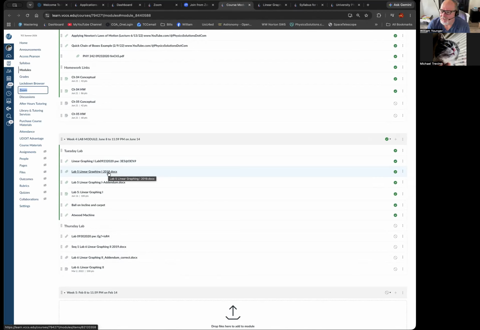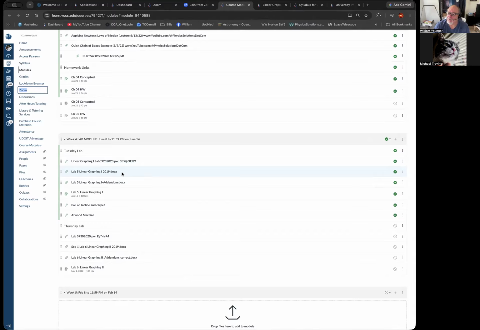Well, that's what these Linear Graphing 1 and 2 labs are teaching you how to do: how we can assess a functional relationship between a dependent variable and an independent variable. How does the dependent variable depend on the independent variable? So again, like I said, that's the beginnings of science often.